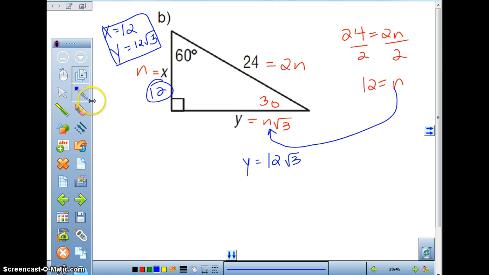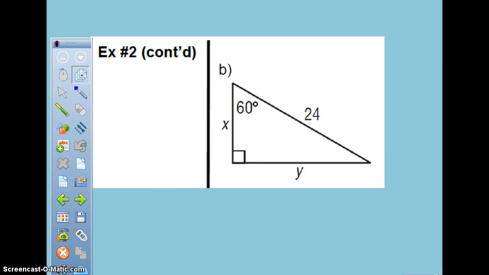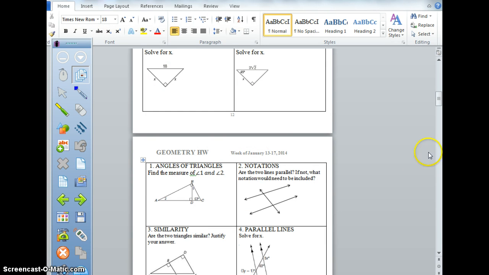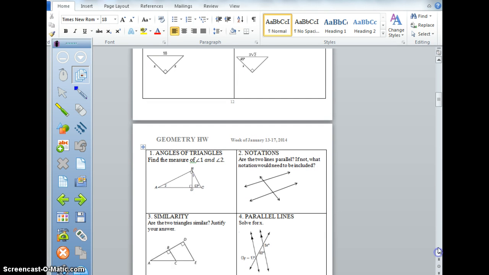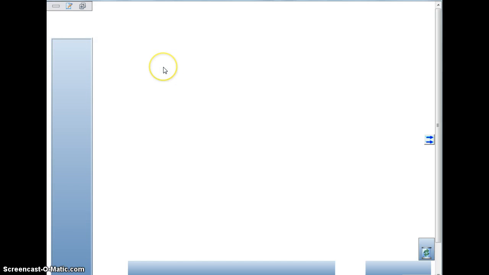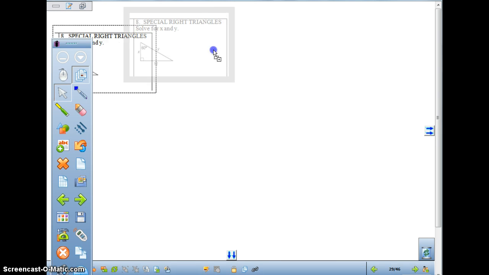All right, so that's good. Okay, so let's do another one. Let's do one that is a little more challenging, specifically from your homework tonight, and that would be problem number 8 from tonight's homework.